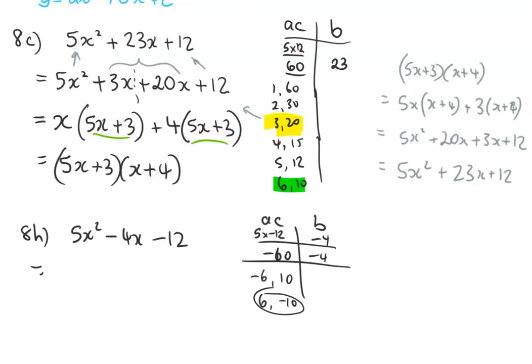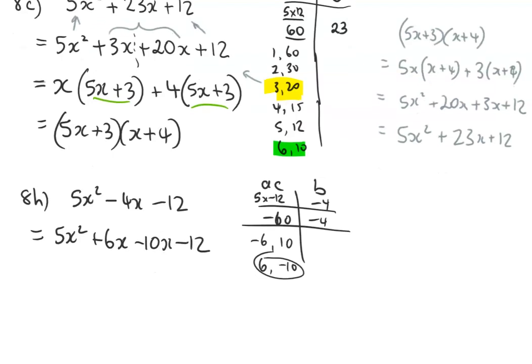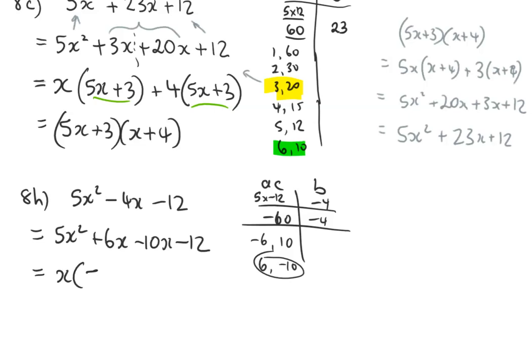So I'm going to go 5x squared plus 6x minus 10x minus 12. I've split up the middle term into the two factors that I identified, and left the first and the last terms as they are. Now for the common factors. I wasn't going to do all this one, but I am now, obviously.